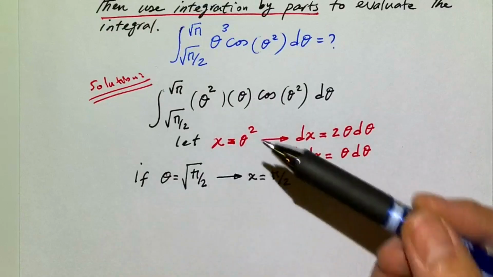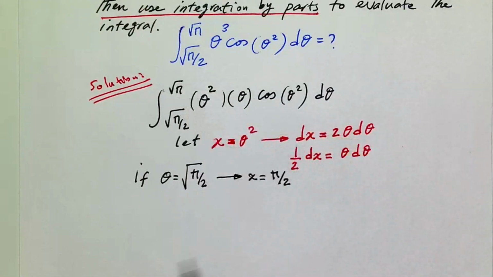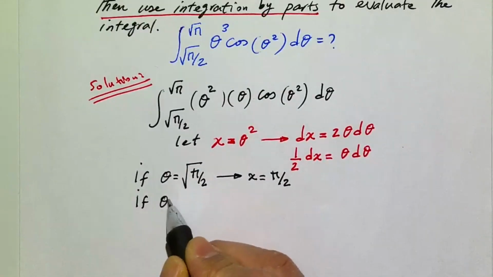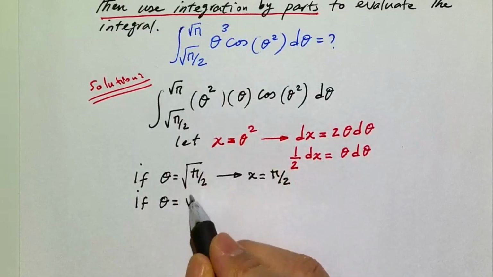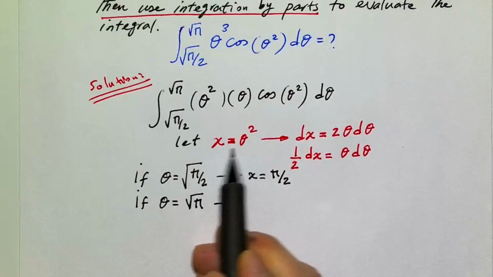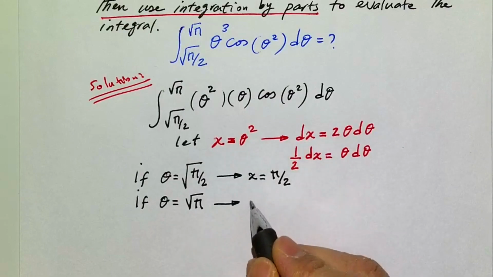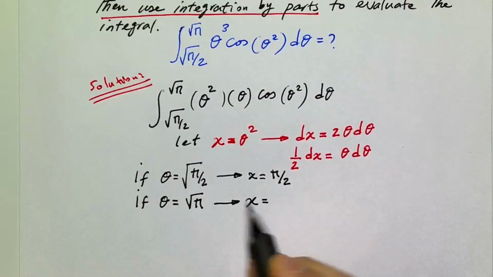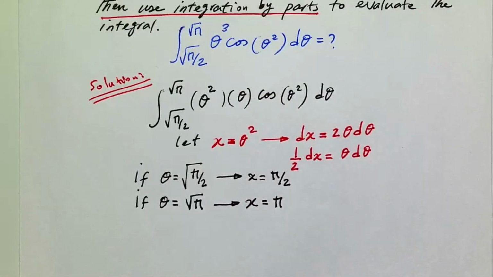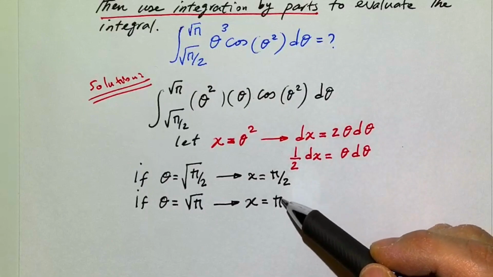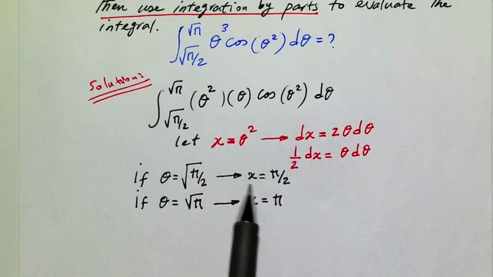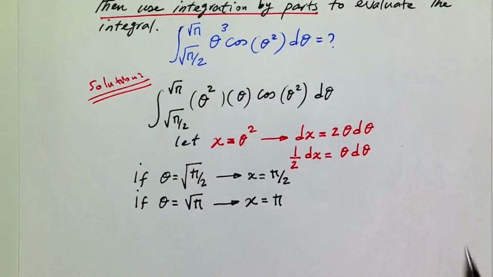Now let's calculate the upper limit for the new variable x, because we're using substitution. If theta is equal to the upper limit, which is the square root of pi, then using this substitution equation, x equals the square root of pi squared, which is pi. So these are the new limits of integration after we replace theta and d theta with x and dx. Now let's do it.